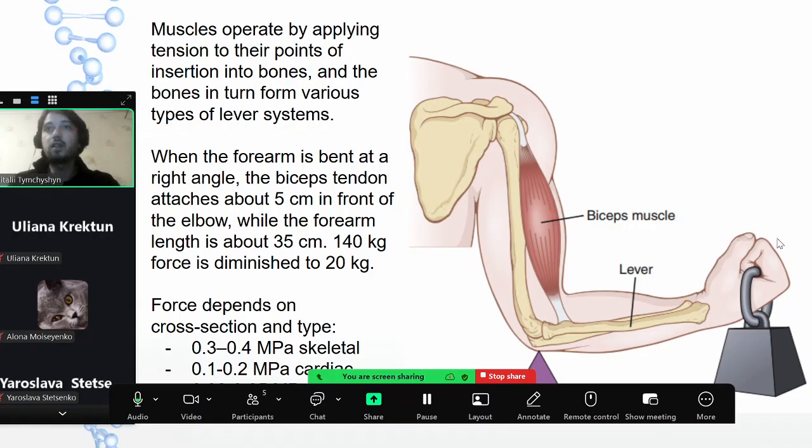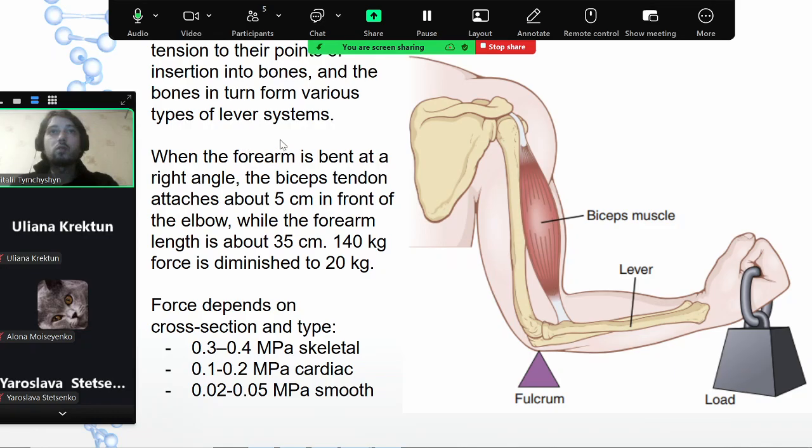So here is a pretty simple example. You all have seen a biceps muscle, and here you see how that looks from a physical point of view. Muscles operate by applying tension to their points of insertion into bones, and the bones in turn form various types of lever systems. If you have studied the lever and all those rules during some physics class, they are absolutely applicable to the joints, to the bones, and so on.